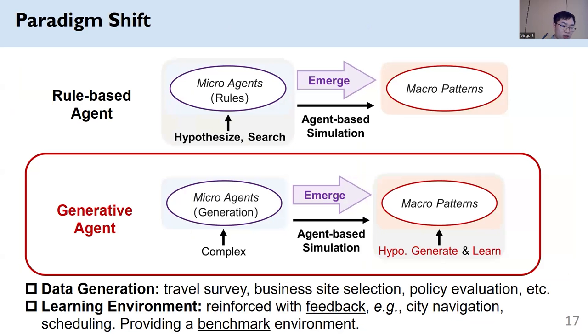So I believe when generative agents came, there was a paradigm shift in agent-based modeling research in cities. The focus shifted from micro mechanisms to the macro pattern itself. A lot of the key problems become generating data and having a learning environment that can be used to train more and better models.